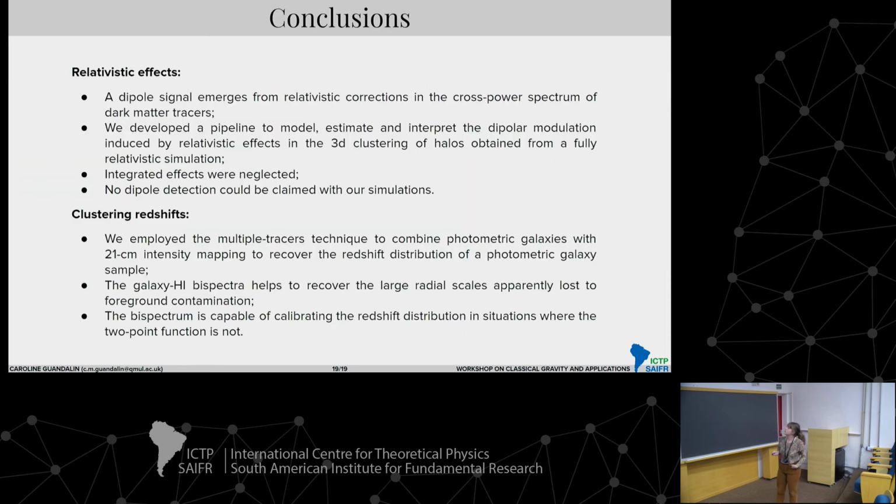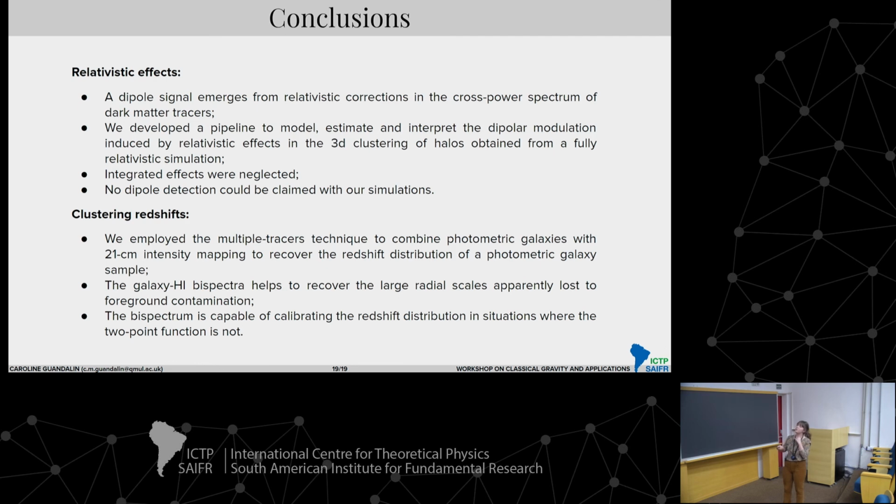So this is just a summary of the things that I did in my PhD. From the relativistic effects analysis, we saw that a dipole signal appears when you start to include relativistic corrections in your power spectrum. We developed the pipeline to model, estimate and interpret the dipolar modulation caused by these relativistic effects in the three-dimensional clustering of halos obtained from the fully non-relativistic simulation. We neglected the integrated effects in this analysis, and no dipole detection could be claimed with our simulations.